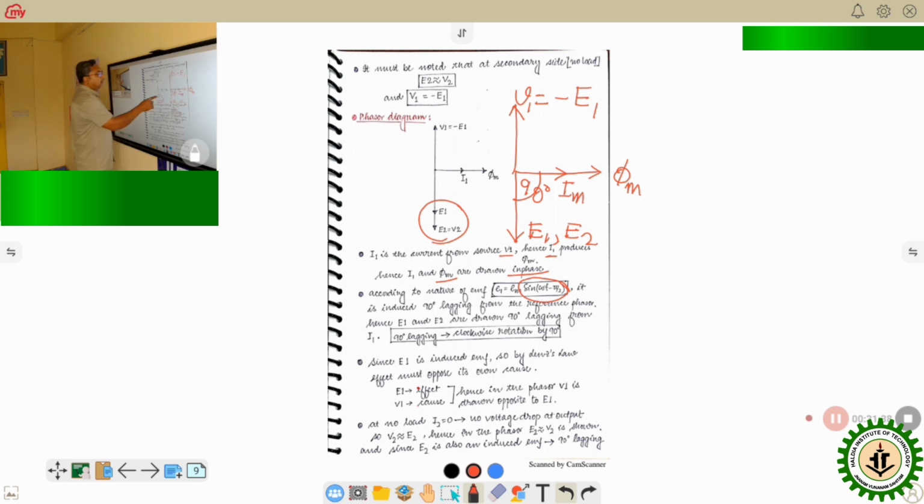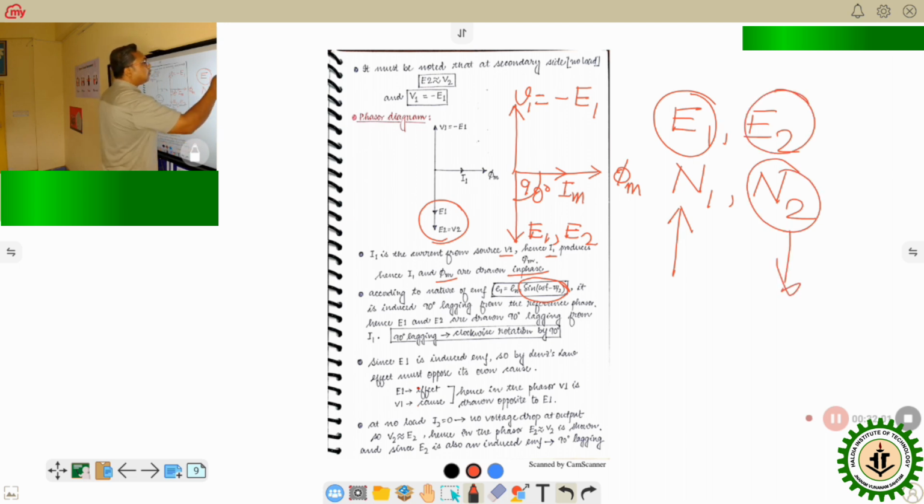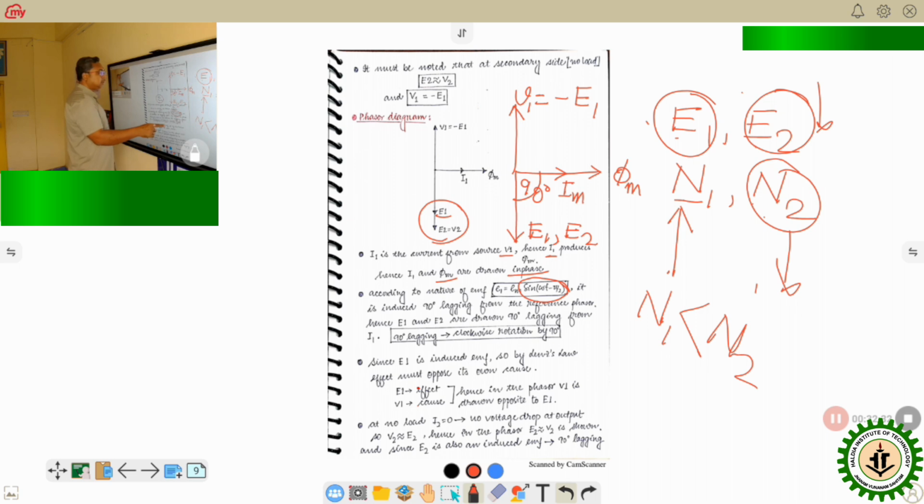Now, the magnitude of E1 and E2 depends on the number of turns N1 and N2. If N1 is more, it is obvious that E1 will be more, and if N2 is less, E2 will be less, because they are in direct proportion with the number of turns. Means E1 and E2 induced voltages depend on the number of turns. If the number of turns is more, E1 induced voltage will be more. If N2 is more, E2 induced voltage will be more. Here I am drawing E1, E2 of different magnitude just to signify that N1 is less than N2. So in this figure, N1 is less than N2.